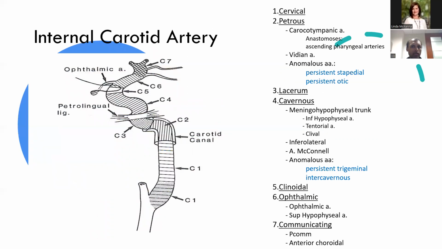It has seven named segments, and each segment has branches typically. As you can see here, the odd numbered segments do not have branches, but the even numbered segments do have branches.